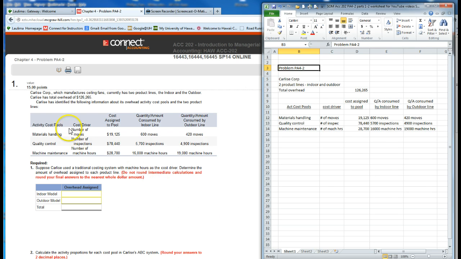We have a situation here. Carlisle Corp makes ceiling fans. They have two different model lines, an indoor and an outdoor line, so they have basically two products. And their total overhead in the problem here is 126,265. Now, the information presented below will be used by us to come up with the overhead allocations for the various allocation methodologies that the problem will ask us for.